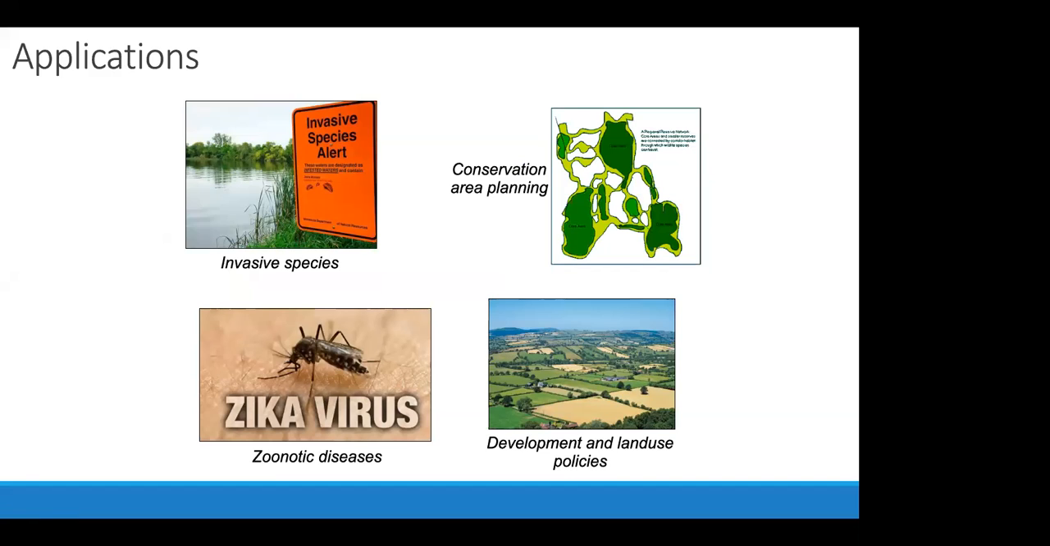And through modeling species distribution, and Mary will get into this more later, we can track invasive species and how invasive species are expected to spread across a given area. We can do conservation planning based on occurrences of rare species and where they're expected to be. We can track the migration of zoonotic diseases like Zika virus in response to climate change, and we can produce development and land use policies.